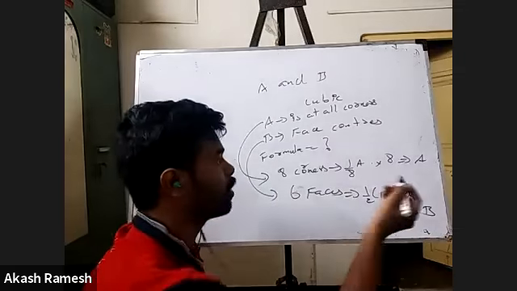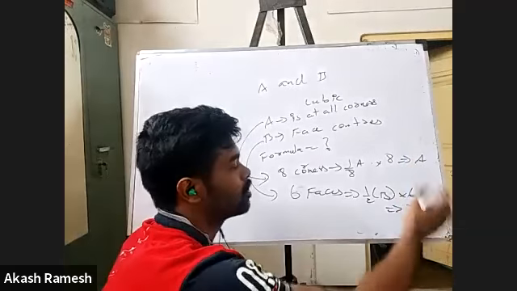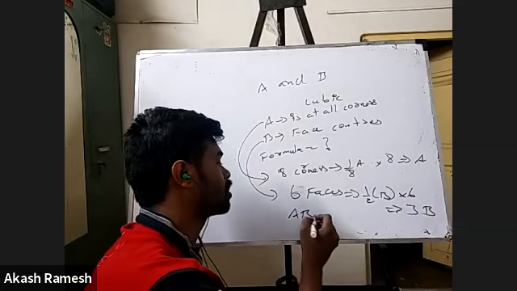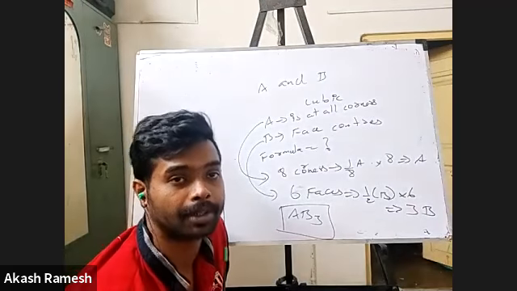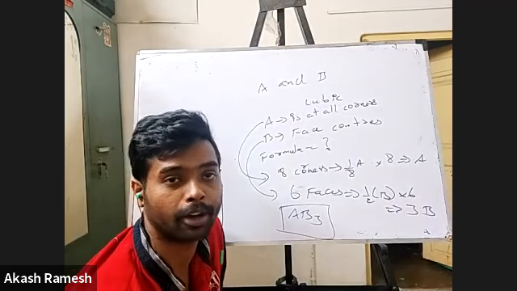Correct. So basically, what do you see? I have the ratio to be 1:3. So obviously the formula will be AB3.